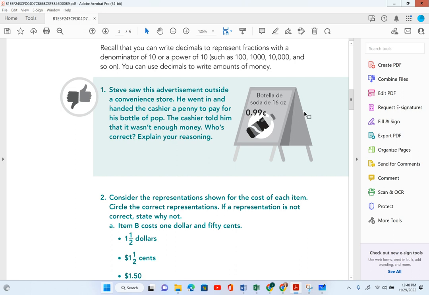So he saw this thing. It said, "16 ounce bottle of soda is 99 cents." He went in and handed the cashier a penny to pay for his bottle of pop. The cashier told him that wasn't enough money. Who's correct, and explain your reasoning. So stop and explain your reasoning here, or just say who's correct.